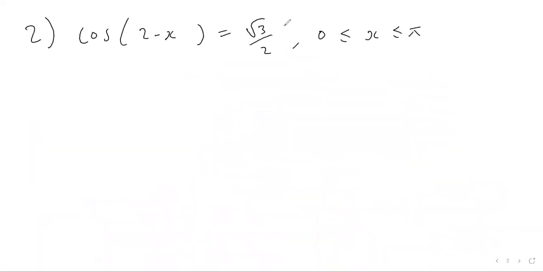So let's go to the next question. So this one is to solve this equation here between 0 and pi. So when x is between 0 and pi. So first of all, let's consider our domain of values. So inside the cos function here, we've got this 2 minus x. So I'm just going to firstly just put minus signs. We've got this negative x there.